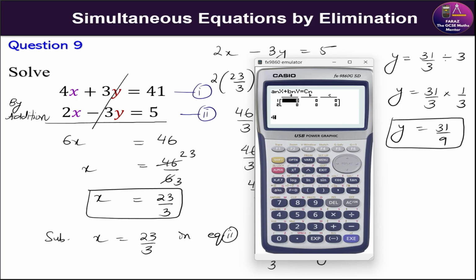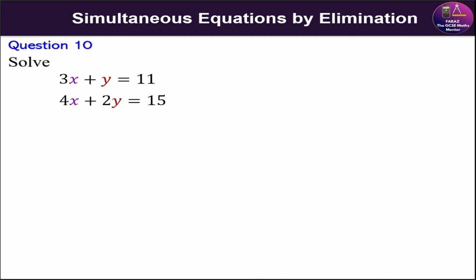The first equation, x coefficient is 3, the y coefficient is 3 in the first equation, and the constant after equals to, the value is c, and it is 41 there. And then 2x minus 3 equal 5. Execute it, we will see that it is 23 over 3, and this one is 31 over 9. Alright, nice and easy. Let's move to the question number 10.